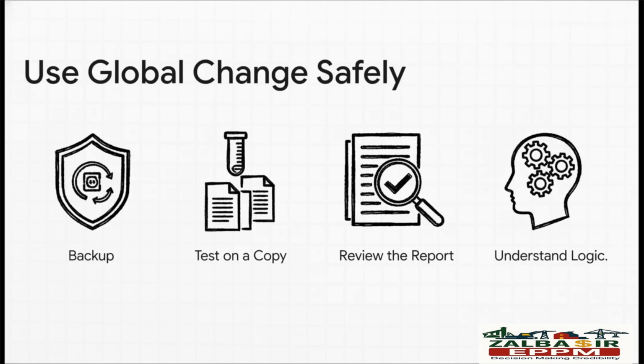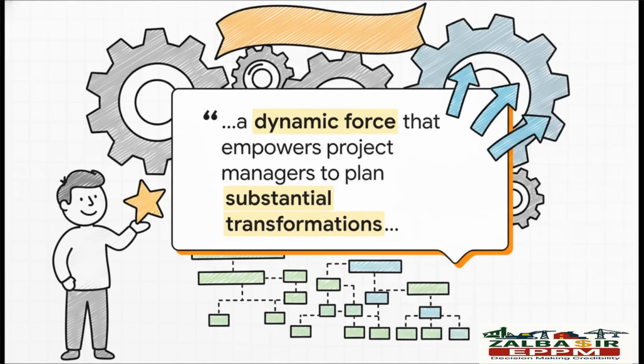So how do you protect yourself? Simple. You follow these essential rules every single time. 1. Always back up your project first. 2. Always test your changes on a copy, not the real thing. 3. P6 gives you a report of what it's about to change. Read it carefully before you commit. And 4. Make sure you understand your own logic inside and out. You see, when you use it correctly and cautiously, Global Change really does transform how you work with big, complex schedules. It stops being this scary, intimidating feature and becomes your most powerful ally for getting things done efficiently.